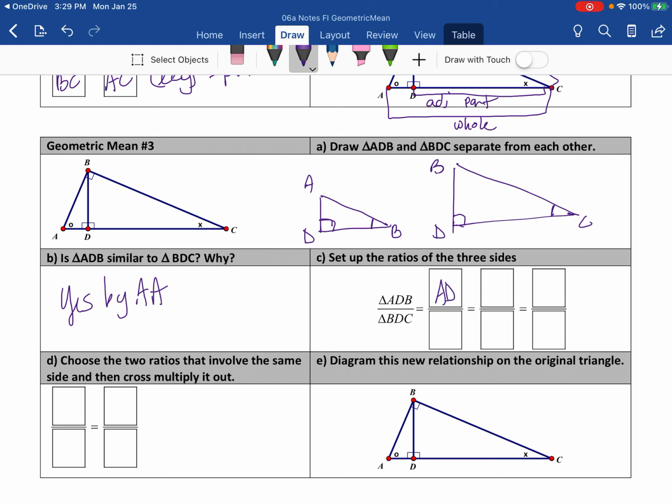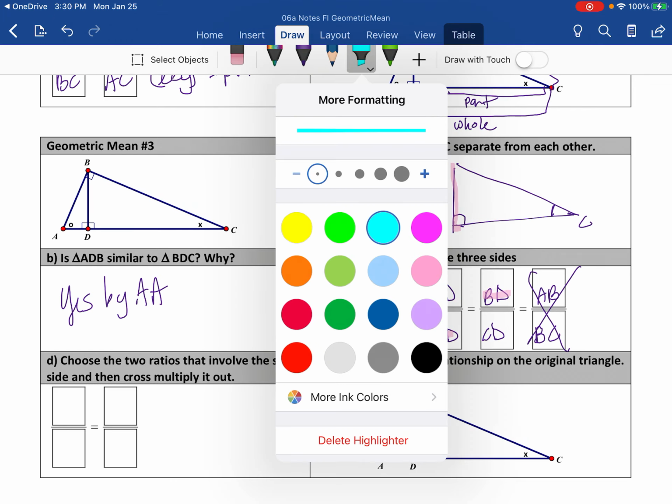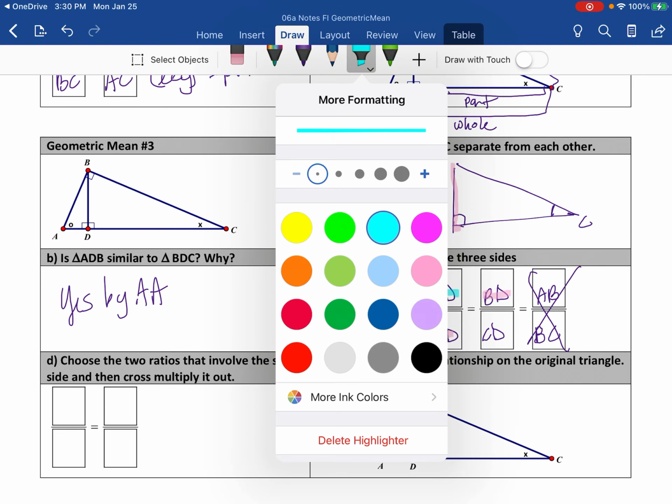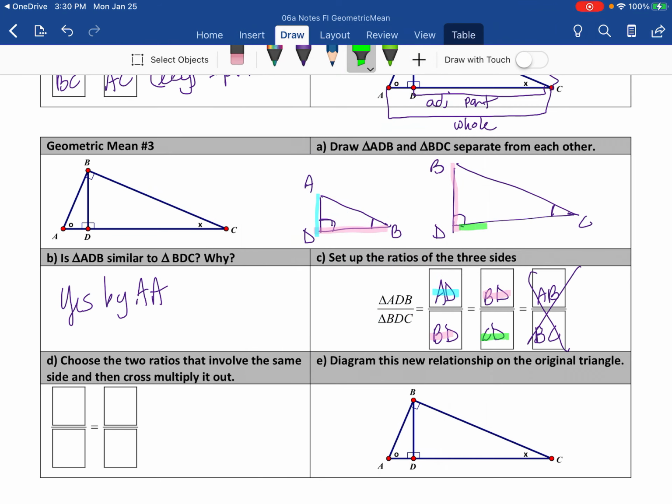Okay, my ratio, it's going to be AD over BD is equal to BD over CD, which is equal to AB over BC. I look for that relationship. I'm going to cross this one off. I notice that I have BD here and BD here. I highlight the other parts, so I have AD and AD. So I know that the other relationship is CD and CD. So it's going to be leg over leg, short leg over long leg equals short leg over long leg. And that's another way of looking at it.